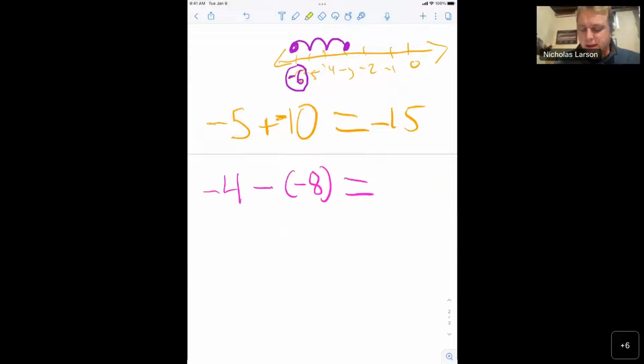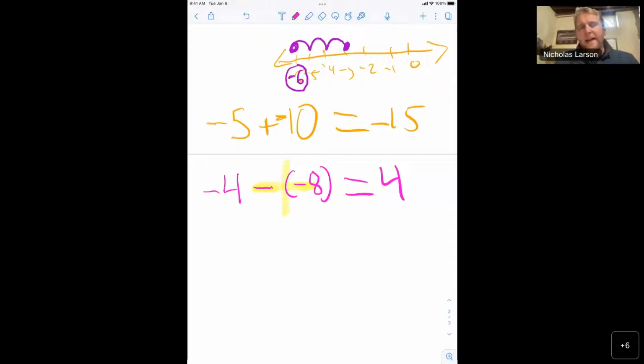And when we have two negatives, so I have a negative here and a negative here, when we subtract a negative, it's kind of hard to think about. It's like, hey, I'm taking away something that's already negative. I actually cancel these out. So a negative subtracting a negative, I like to call it a super plus. So these two negatives cancel out and it actually just turns into a positive. So negative 4 minus negative 8 is really like saying negative 4 plus 8, and that's going to equal positive 4. Okay.